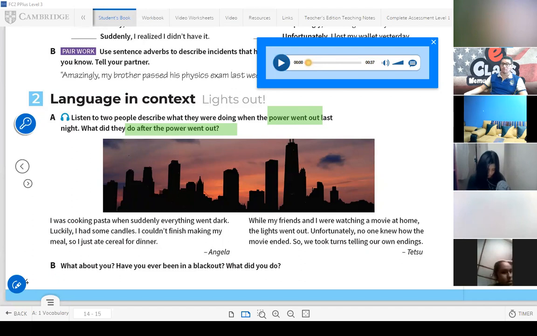Okay, let's read one more time. You have to answer, okay? Pay attention. Page 14, Exercise 2, Language in Context.